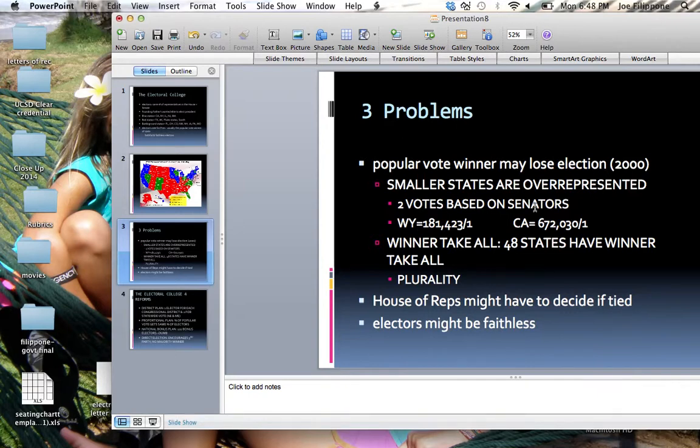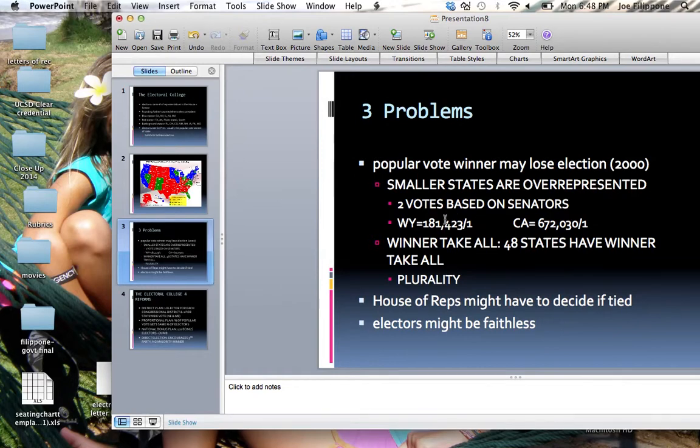So one thing is, popular vote winner may lose the election, which happened in 2000. It's happened before too. One of the reasons is smaller states are overrepresented. Okay, so there's a couple biases in the Electoral College. The smaller states are overrepresented, because 2 votes are based on senators.